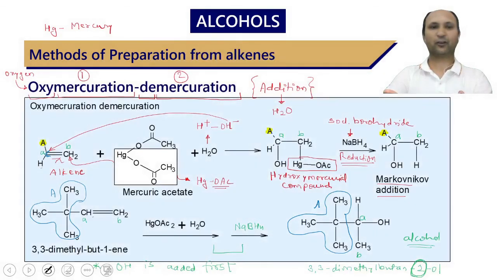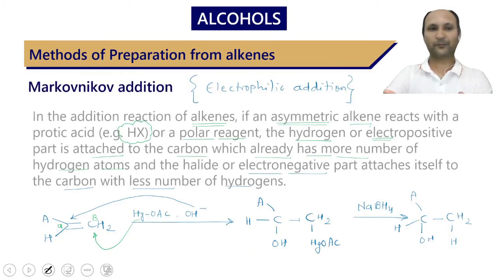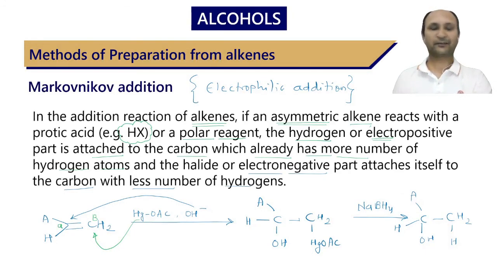So the first reaction is oxymercuration demercuration, which is an addition kind of reaction, and it results in a product which is a result of Markovnikov addition. Now what do we mean by Markovnikov addition? Markovnikov addition suggests that whenever a protic acid or a polar reagent attacks an asymmetric alkene, the hydrogen or the electropositive part of this polar reagent will always go to the carbon which already has a higher number of hydrogens, and the other group will go to the carbon which has a lower number of hydrogens.